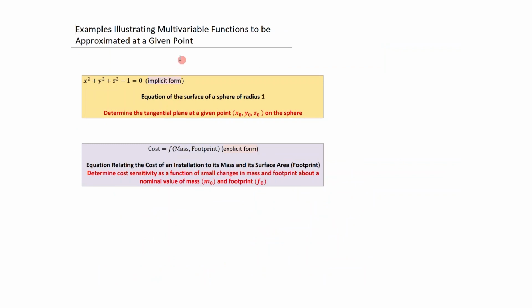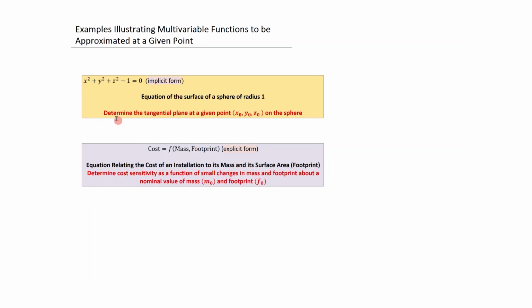All right, just some examples of multivariable functions to be approximated at a given point. Here's an equation of a sphere in implicit form. We could have also written this equation of a sphere in explicit form. However, we would have to represent the sphere in terms of a hemisphere. 2 hemispheres, one of them defined by a positive square root and the other one defined by a negative square root. In implicit form, that's not necessary.